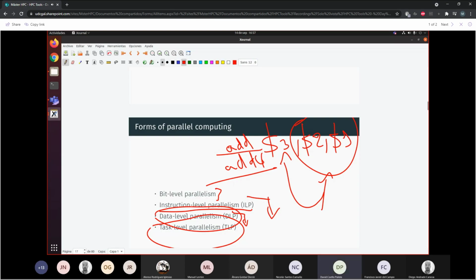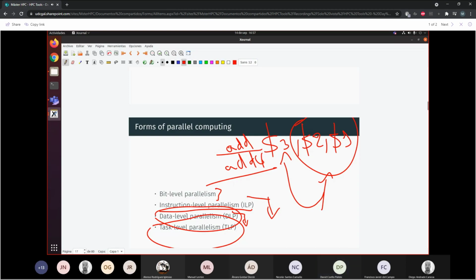So the last level of parallelism is what is called task level parallelism. And the idea of this is that we are able to execute different tasks at the same time. And this can work at different levels.